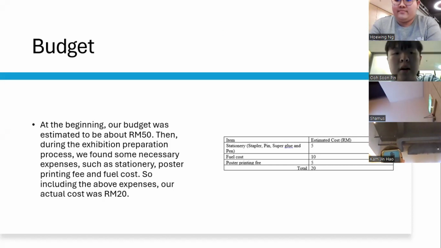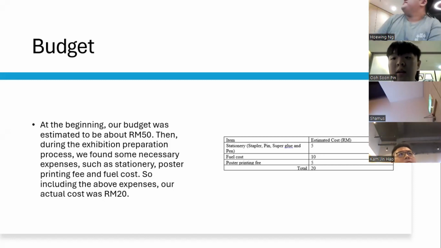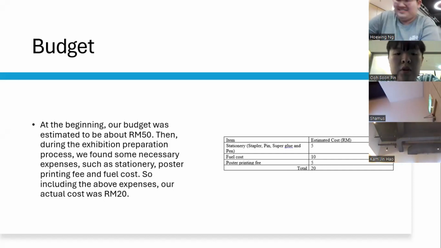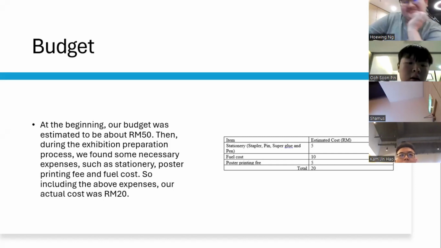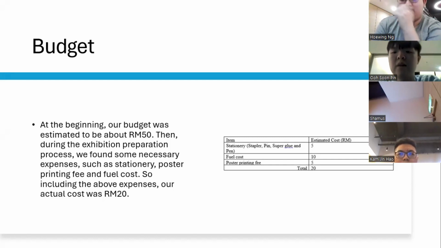Okay, so next part is our program budget. At the beginning, our budget was estimated to be about RM50. Then during the exhibition preparation process, we found some necessary expenses such as stationery, poster, printing fee, and flow costs. So, including the above expenses, actual cost was RM20. Beside that is the diagram for our budget cost.